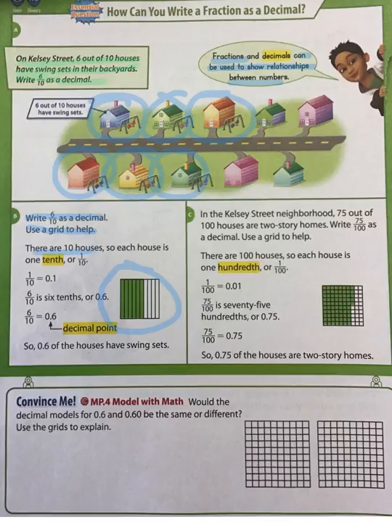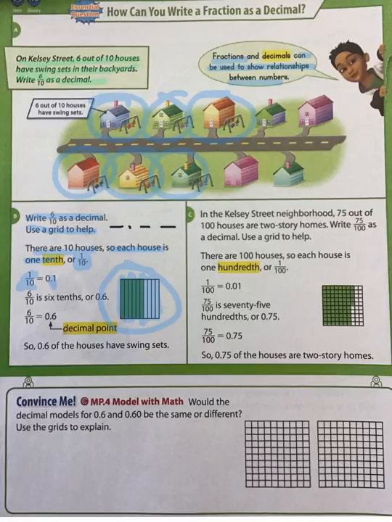There are 10 houses, so each house is 1/10, or 1 out of 10. So each house is one of these strips right here. So you can look at them. So 1/10 equals 0.1, because when we do place value, we have our ones place, then a decimal point, then our tenths, and then our hundredths.